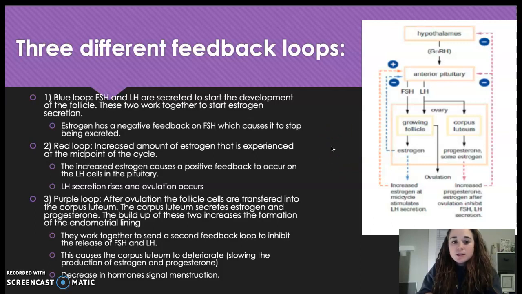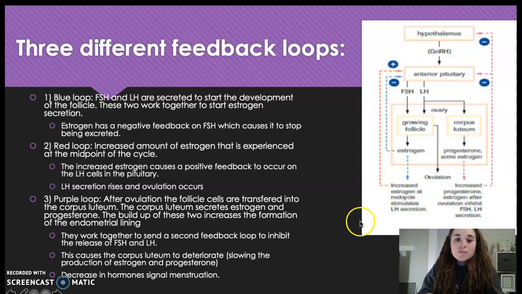The increased estrogen causes a positive feedback loop to occur on the LH cells in the pituitary. The LH secretion rises and ovulation occurs. That's this loop here. And then lastly, we're going to talk about the purple loop on this side. So the purple loop, after ovulation, the follicle cells are transferred into the corpus luteum.